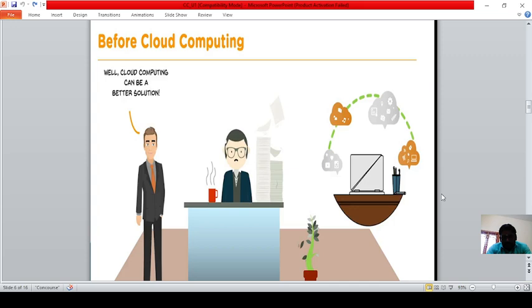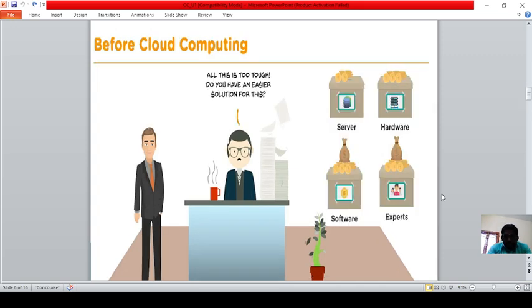The server, and then hardware, as well as expert team members, and then databases: these things will be provided by the cloud provider. The cloud consumer can access these types of services and develop applications. So it will be very easy. There is no need to set up any environment for hardware, software, expert team members, or servers. No need to maintain these things. You can use these types of services from the cloud providers, so we can directly access these services.